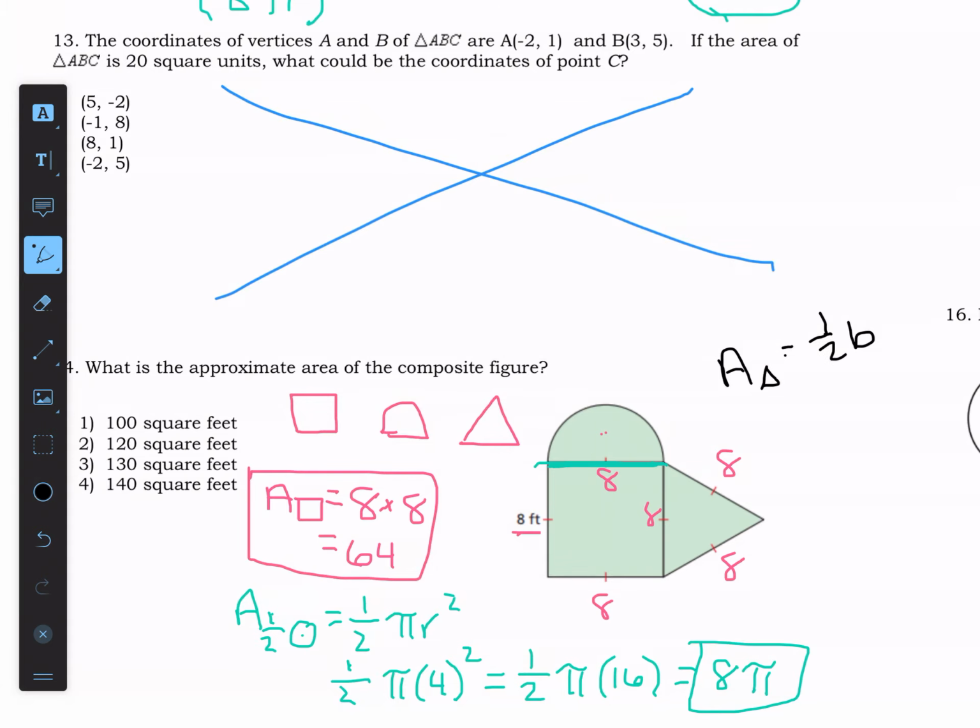Now, we have a little problem here because we know the base is 8, but we don't actually have the height right now, or the altitude. We need to figure that out, and then from there, we'll be able to use that in our area formula. Now, keep in mind that if all 3 of these sides are congruent, that means we're dealing with an equilateral triangle.